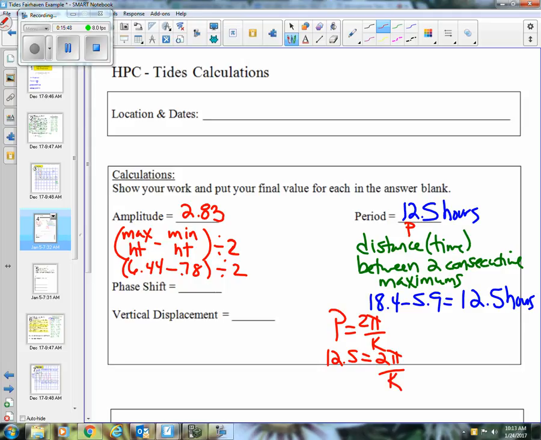If you remember how to solve for K, go ahead, pause the video and do that. But multiply both sides by K. Then I would have 12.5 times K equals 2 pi. So I'm going to solve by taking 2 pi divided by 12.5. My K value should be about 0.5. I think it's 0.503 if I'm remembering correctly, but you can double check that. If we go to tenths, it would be about 0.5.